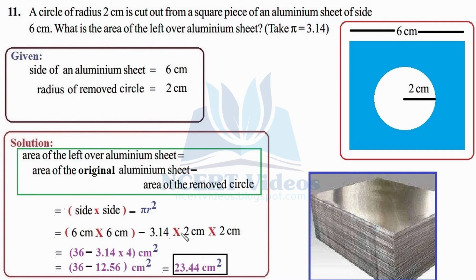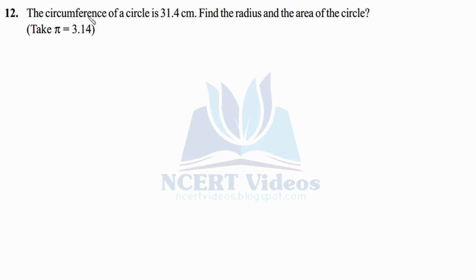Now solve it. 3.14 into 2 twos are 4. Solve it. 36 as it is minus, multiply it, 4 fours are 16, 1, 4 plus 1 is 5, decimal as it is, 4 threes are 12. Solve it, you get 23.44 centimeters square as your leftover area after removing this circle from this aluminum sheet. So these are aluminum sheets, these are metal, they're used in a variety of purposes. That's 11th. Question 12. The circumference of a circle is 31.4 centimeter.